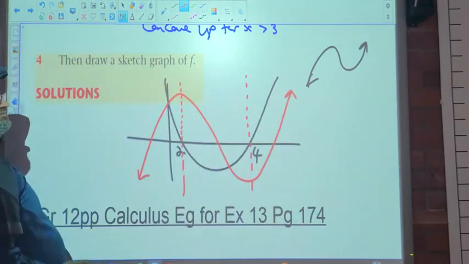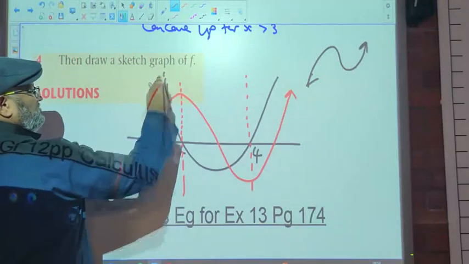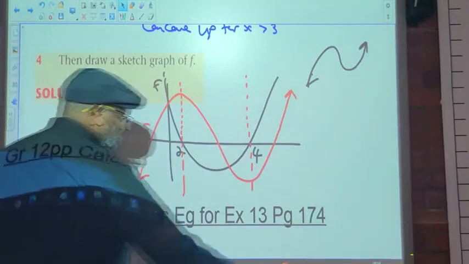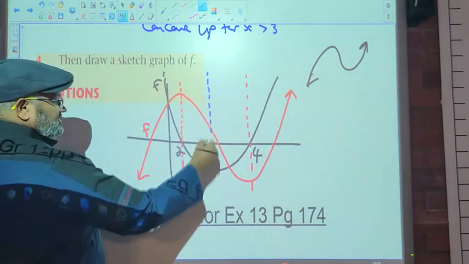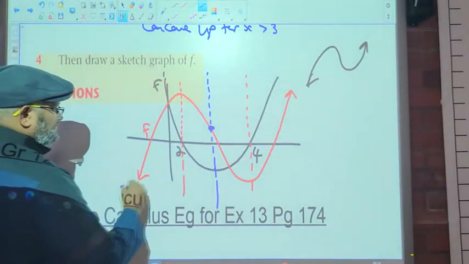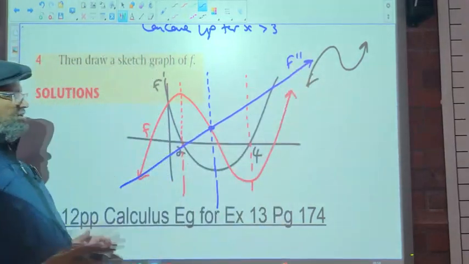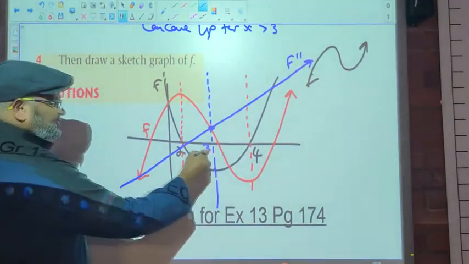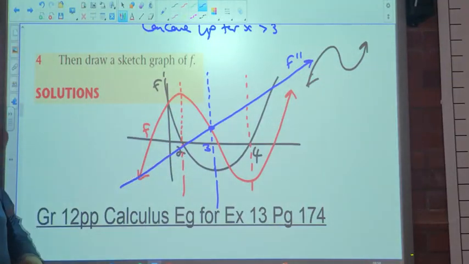And there we go. And that is your f of x, and of course this is your f prime of x. If they ask you to draw the second derivative graph, then I just go through the turning point here, or that point where the concavity stops, and that is going to be your second derivative. Okay, and you know this is going to be 3. This was not asked, I'm just giving it to you for enrichment purposes.